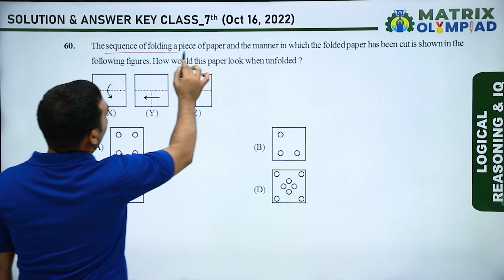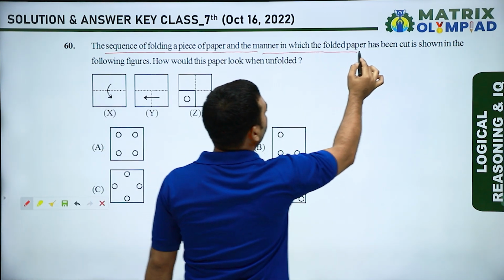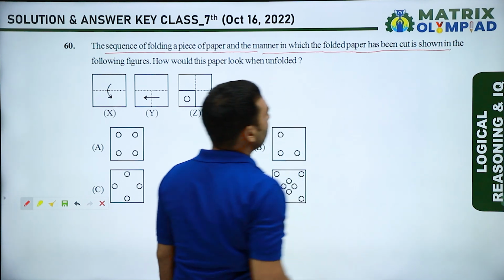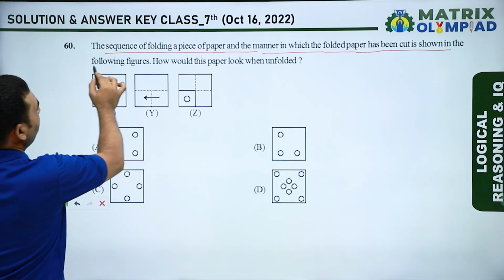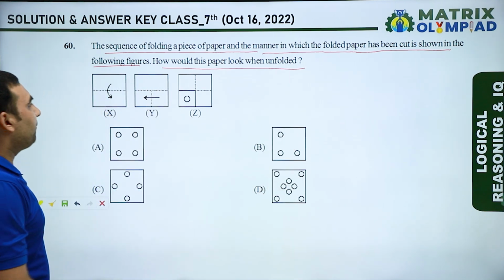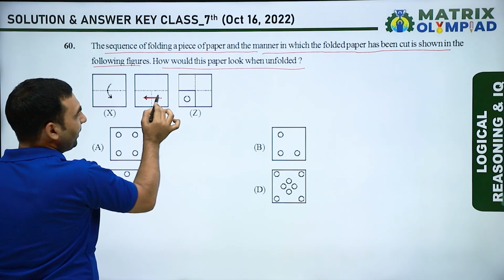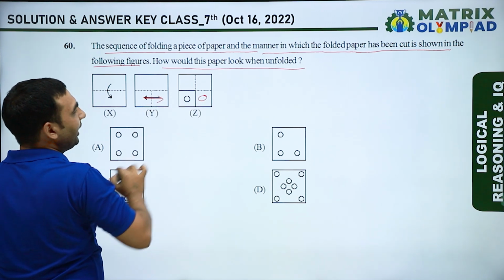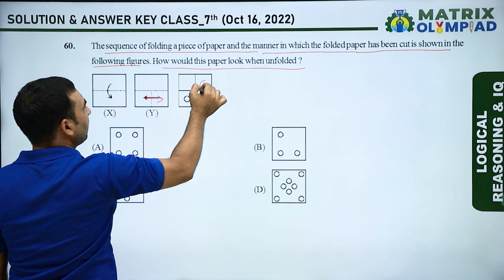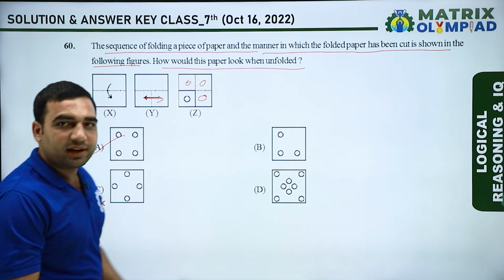the sequence of folding a piece of paper, and the manner in which the folded paper has been cut, is shown in the following figures. How would this paper look when unfolded? If we fold a paper this way, then if we open this side, circle, then this side again circle, 4 circles. You find option A is the correct answer.